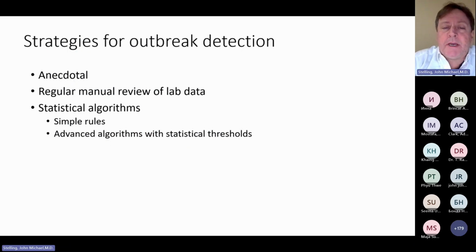So I will talk about 3 strategies for outbreak detection. New slide. I will talk about 3 strategies for outbreak detection: anecdotal, regular manual review of laboratory data. That could be weekly review or monthly review. And finally, statistical algorithms. I will talk about a simple rule for finding clusters and the strengths and especially the weaknesses of the simple rules. And then I will continue with the more advanced algorithms with statistical thresholds with a focus on the SaTScan features.